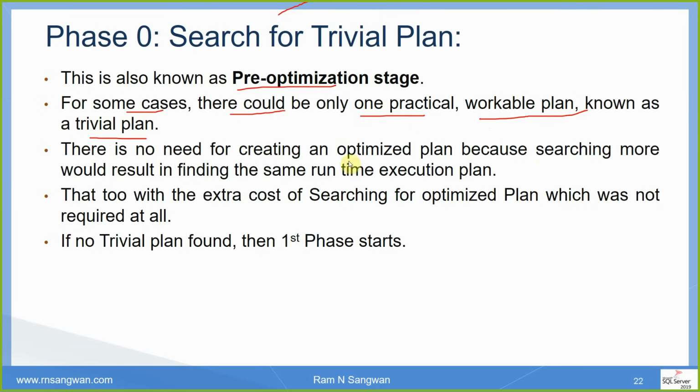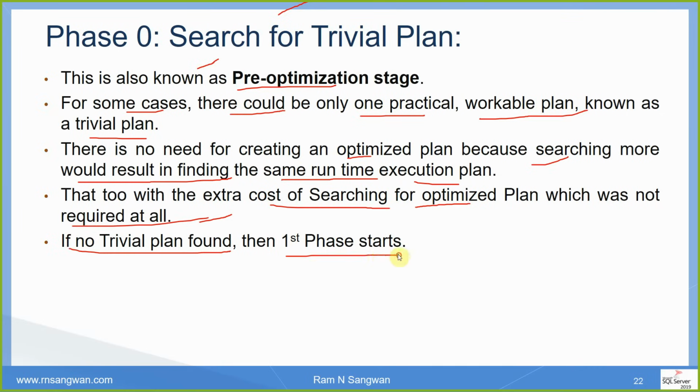There is no need for creating an optimized plan because searching more would result in finding the same runtime execution plan, meaning alternative plans. There are more plans, but there's no point. Like, from here to my milk booth, I know there are five different ways, but all will take the same time. They are equally optimized. So let me find out the first available smallest plan. That is called a trivial plan. That too with extra cost probably, if other alternatives are available, which are not required at all. If no trivial plan is found, then the first phase starts.